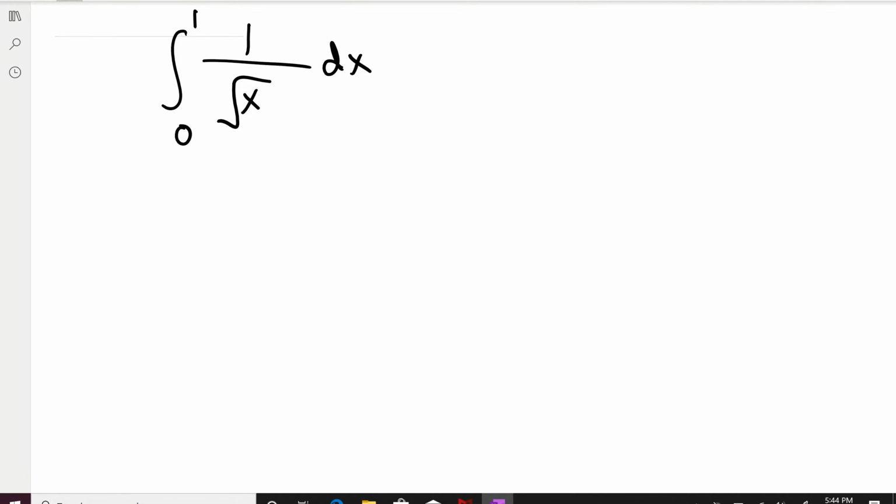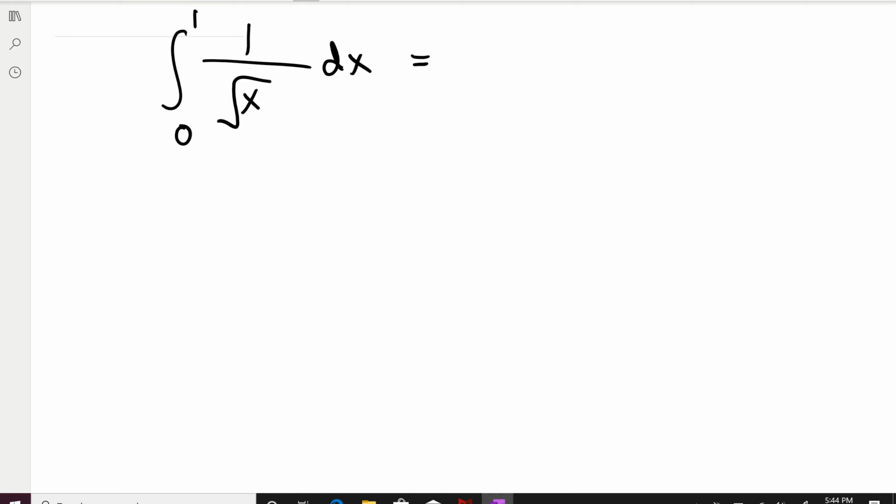So let's solve more problems from improper integrals. Now let's start with an easy problem. The function is 1 over square root x. This function is discontinuous when x is equal to 0, and you can see 0 is the lower limit of the integral. So this is an improper integral, type 2 improper integral.